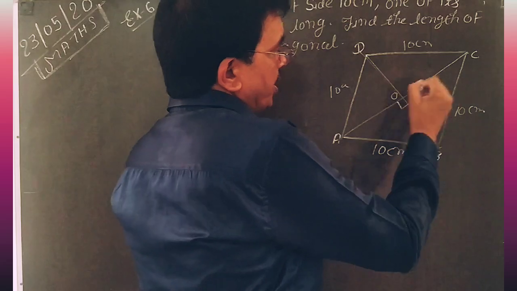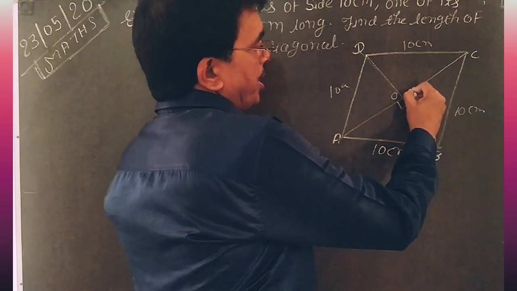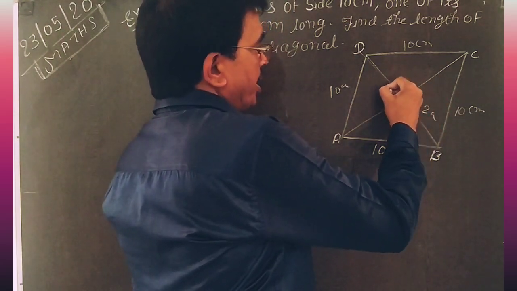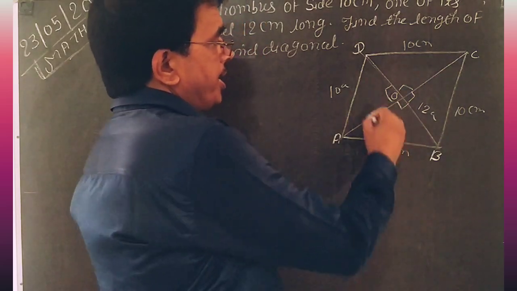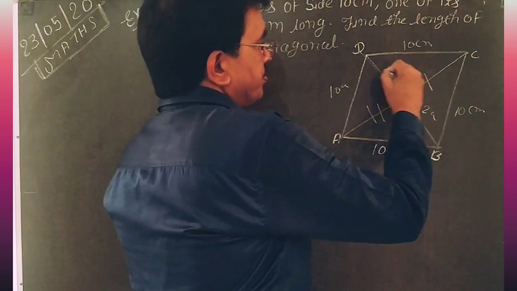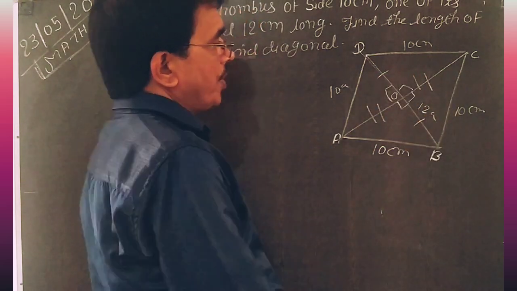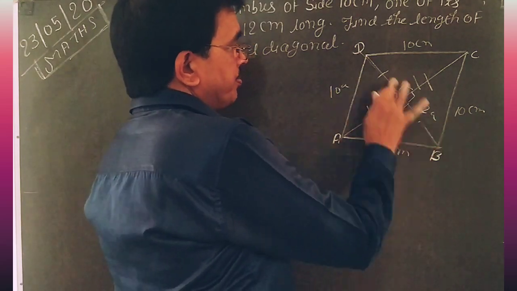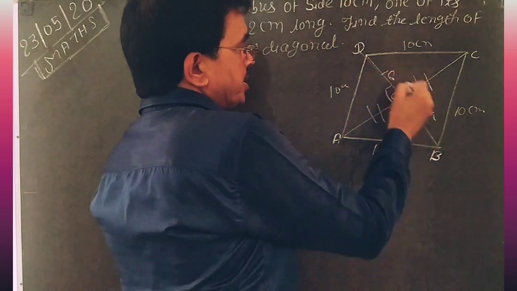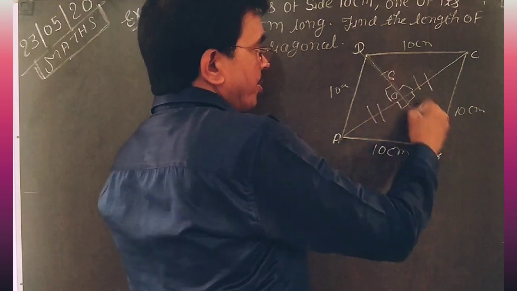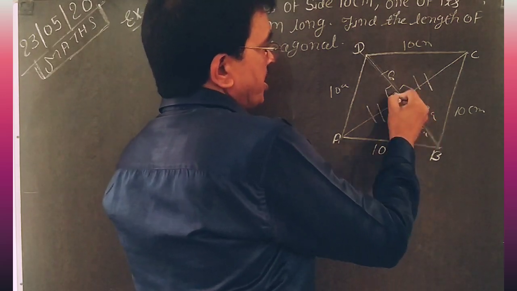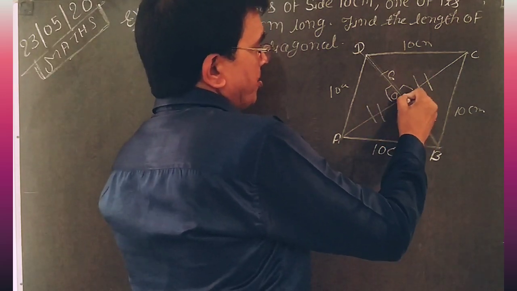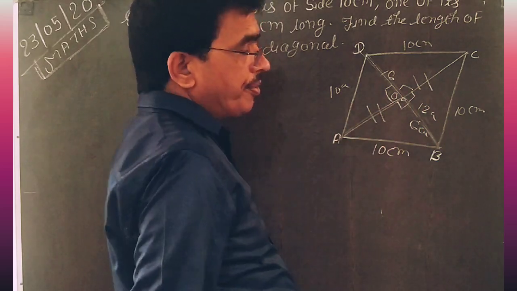So this angle is a right angle. It is also a right angle, and all are right angles. And they bisect each other. If BD is 12, then it is clear it is 6 and 6, then total 12. So it is 6 cm. It is O. You have to find AO.